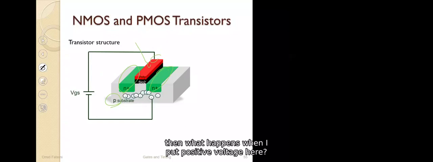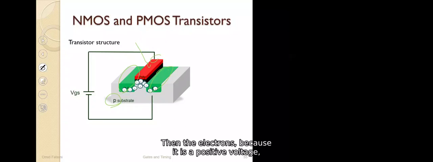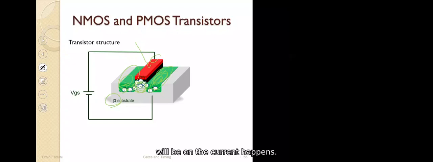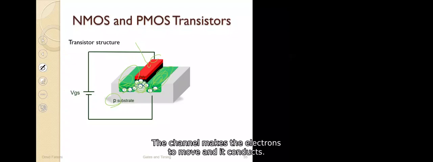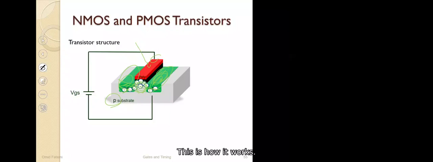When I put a positive voltage here, because it is a positive voltage, it attracts the electrons, it attracts negative charge. So the electrons come up. Here we call it a channel. They build a channel of electrons that can move now, because here we have N, which is electrons, and here also we have electrons coming to help them. Then the current will be on. A current of electrons will happen. So if you put a positive voltage here, then it will make a channel. The channel makes the electrons move, and it conducts. We can say it conducts at this time. So it is on. This is how it works.